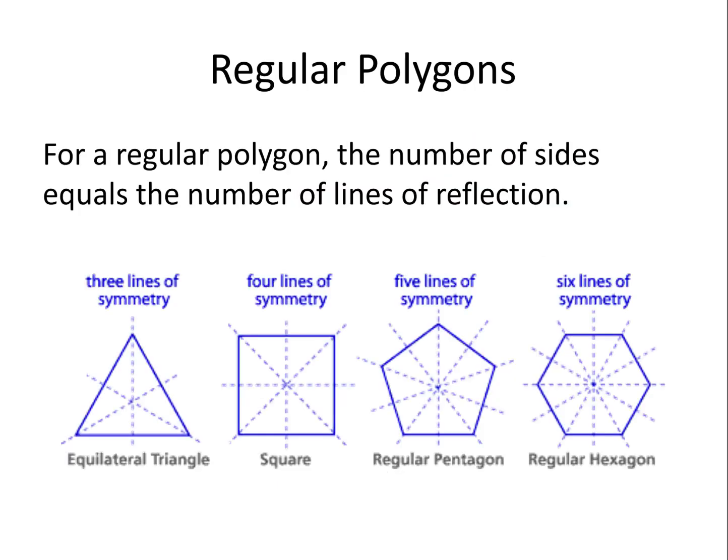For a regular polygon, the number of sides equals the number of lines of reflection. So a regular 3-sided shape called a triangle has 3 lines of reflection. A square, 4 lines of reflection. A regular pentagon, 5 lines of reflection. A regular hexagon, 6 lines of reflection.